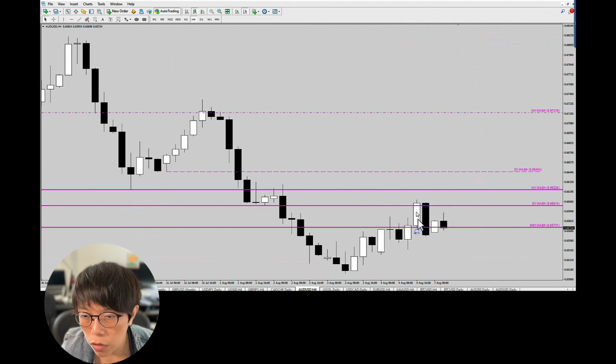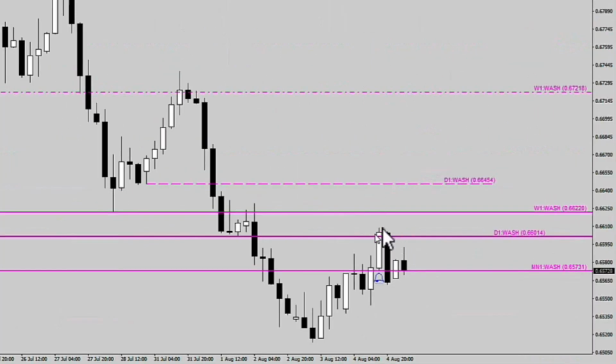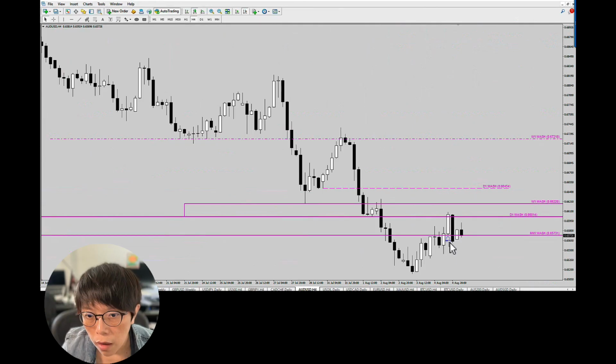Okay, so what it is measuring here is the month and the day wash line. So it's a combination of month and day wash lines here. Now, if you switch on the zone, then the zone will be drawing in various wash lines that are constant, because MTF is always looking for a potential cross and close.